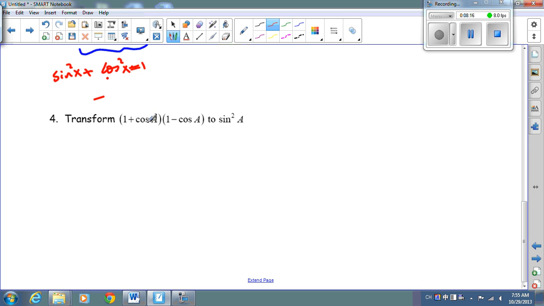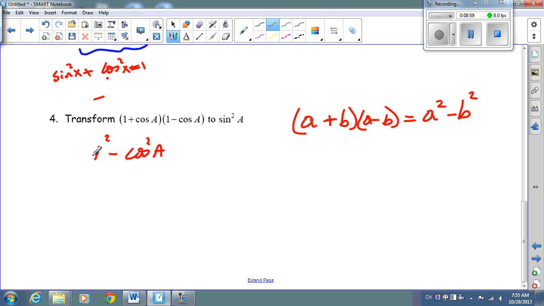And the last one on this page is 1 plus cosine of a times 1 minus cosine of a equals sine squared of a. If you distribute this, you should know that a plus b times a minus b is equal to a squared minus b squared. This is an algebra identity that you're supposed to have memorized already. So this one represents my a plus b, a minus b. So it will be a squared, which is 1 squared, minus b squared, which is cosine squared of a. And remember, 1 minus cosine squared is sine squared of a.